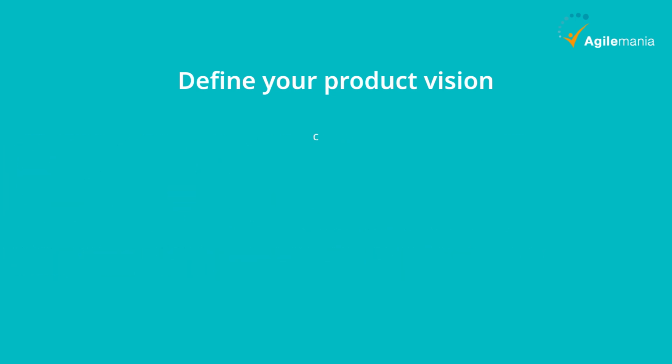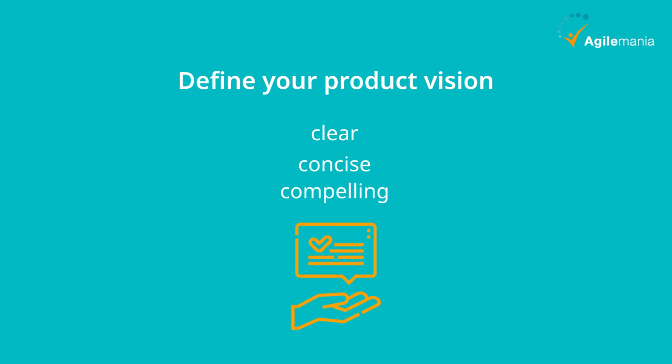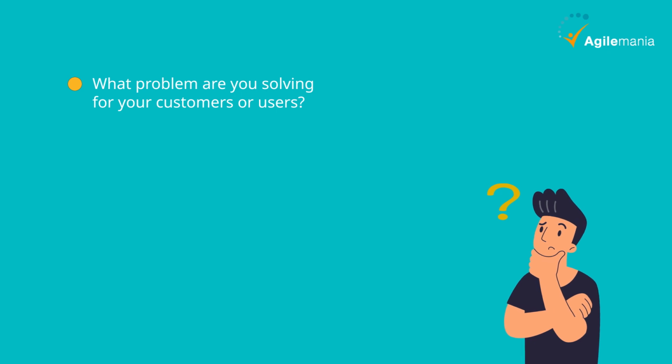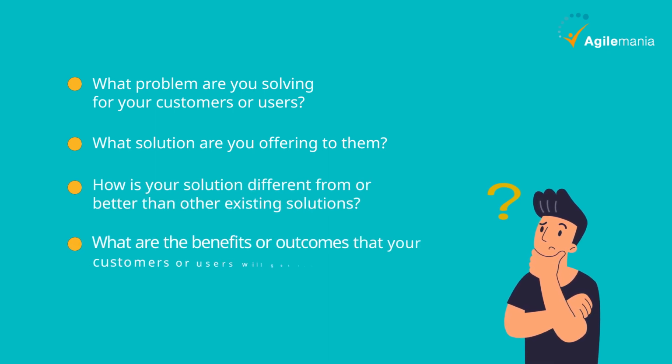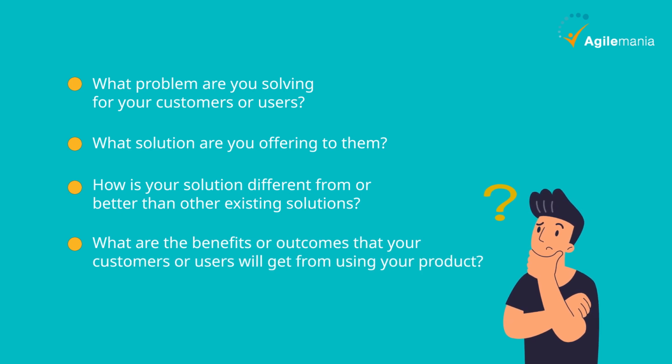Your product vision should be clear, concise, and compelling. It should answer questions such as: what problem are you solving for your customers or users? What solution are you offering to them? How is your solution different from or better than other existing solutions? What are the benefits or outcomes that your customers or users will get from using your product?